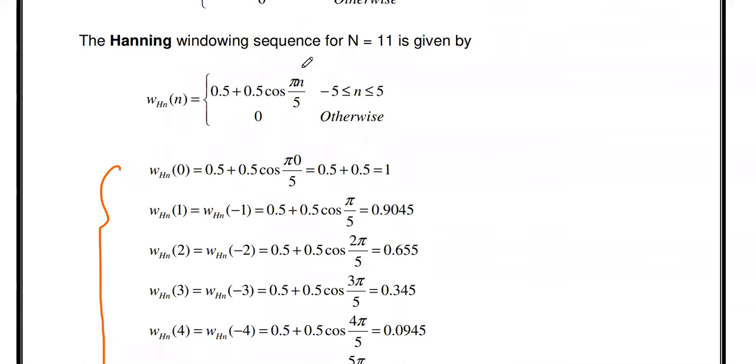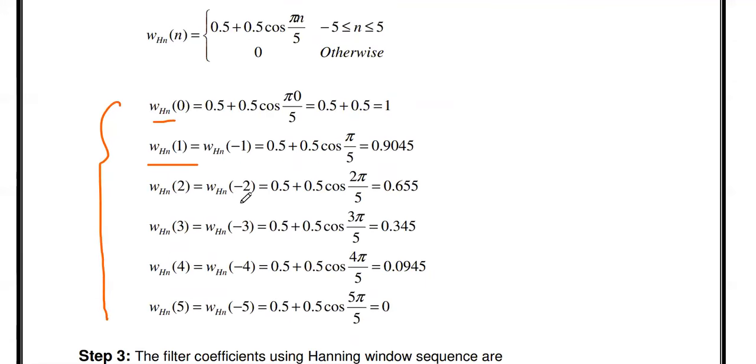In order to differentiate Hanning and Hamming, for Hanning we put WHN, and for Hamming we simply put WH. If you substitute n equal to 0, the center value is 0.5 plus 0.5, which is 1. WH of 1 is calculated by 0.5 plus 0.5 cos pi by 5, so the answer is 0.9045. Similarly, WHN of 2 is 0.655, WH of 3 is 0.345, WH of 4 is 0.0945, and WH of 5 is 0.